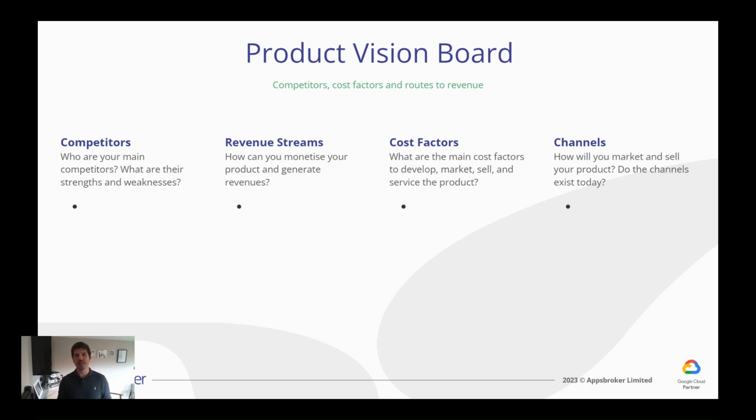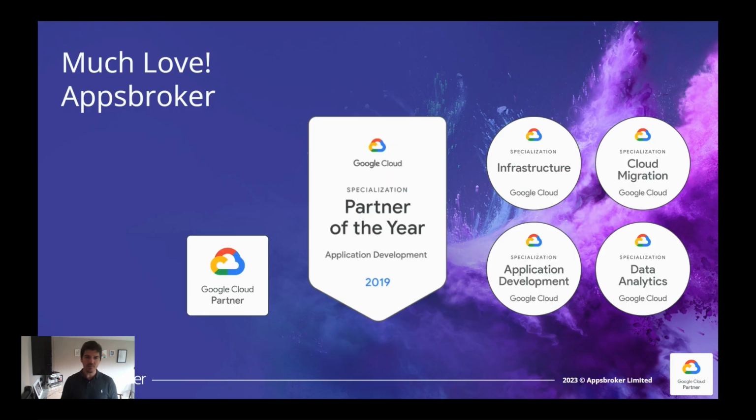And finally, channels. How do you get that application in front of your users or customers? How are you marketing that? How are you communicating that? How are you getting them using the application? It's not, if I build it, they will come. You need to really push on that messaging to get them onto that application. And that's it. Do those things.